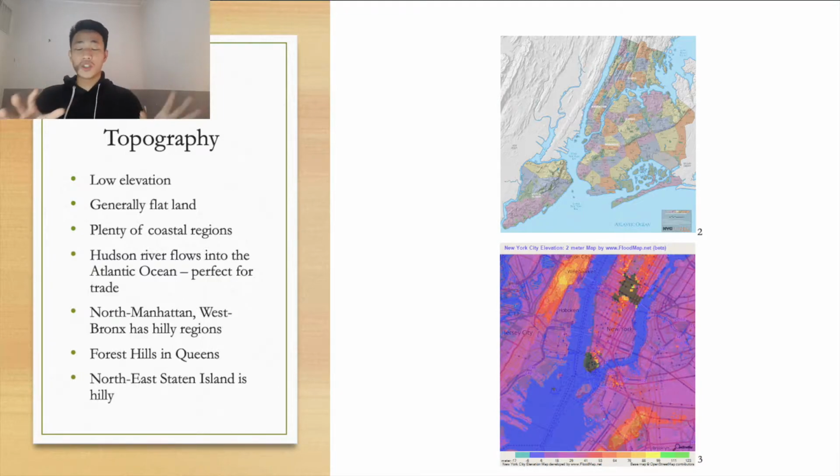There's plenty of coastal regions, especially in Manhattan, where there used to be a port, and adjacent to it, on its west side, is the Hudson River, which flows into the Atlantic Ocean, which makes it perfect for trade. There are also hilly regions in North Manhattan, in the Forest Hills, which is in Queens, and in Staten Island.